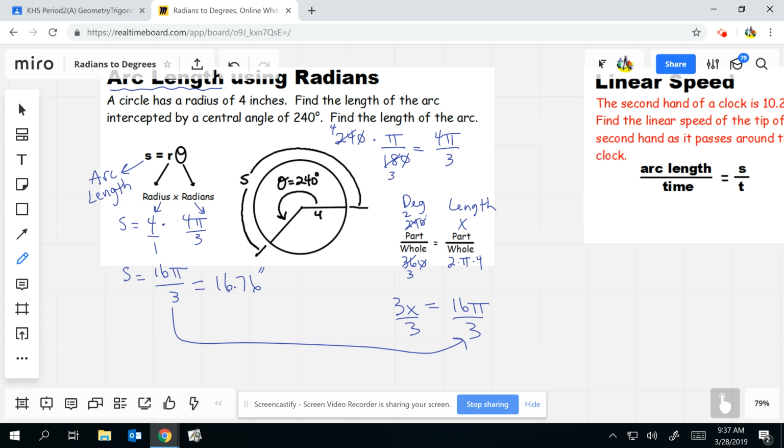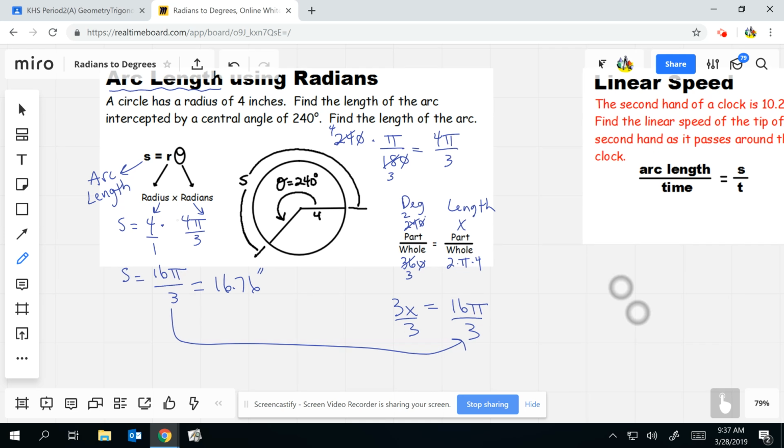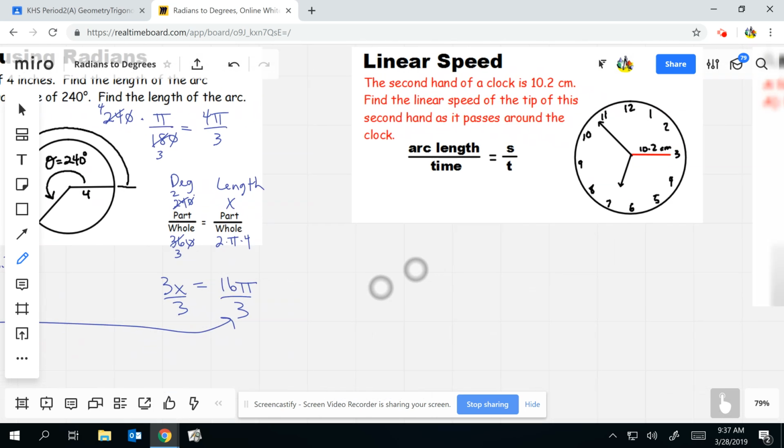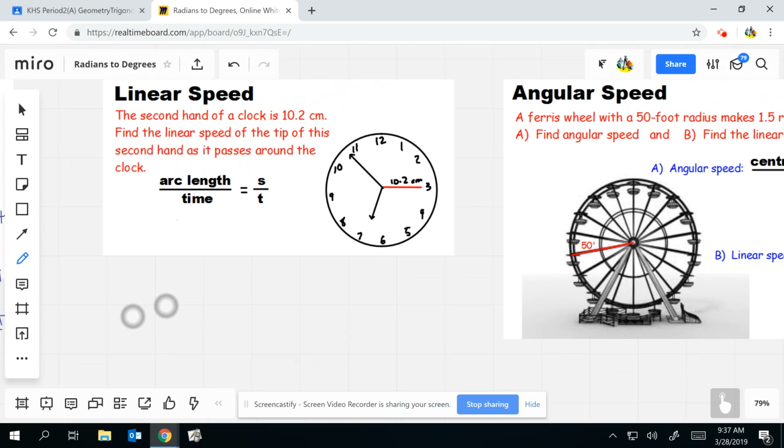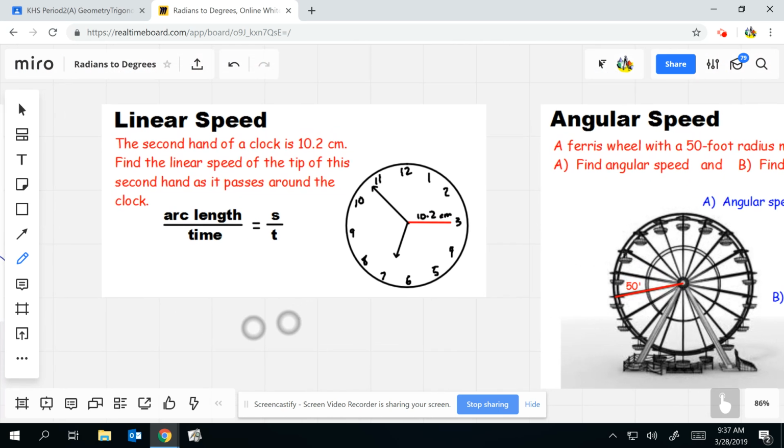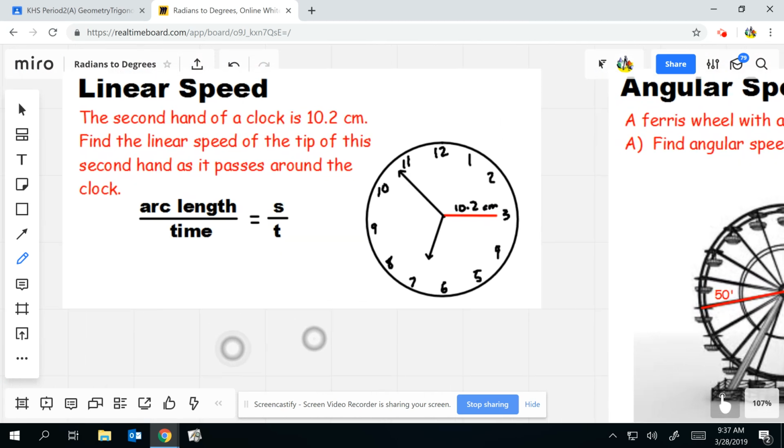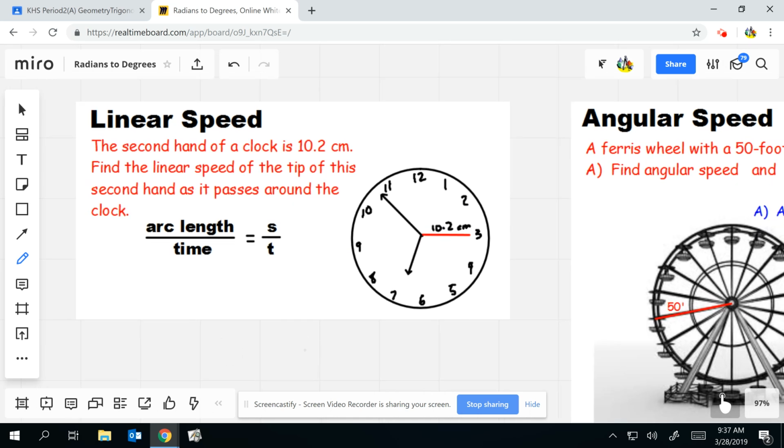Now we're going to take this example right here and apply it to the next one called linear speed. Linear speed is always how fast something is going. So in this case, they want to know how fast is the second hand of a clock going.